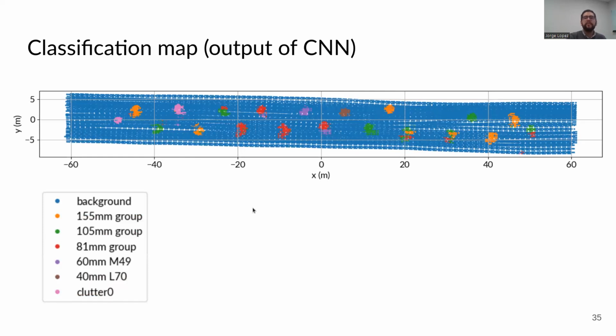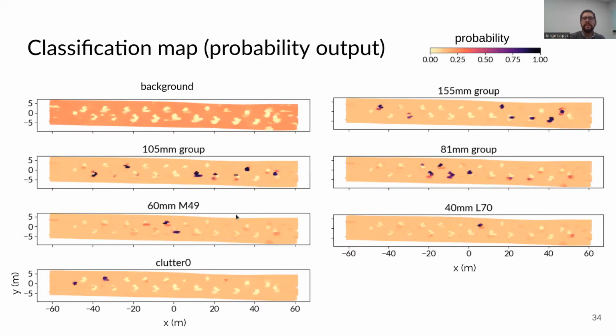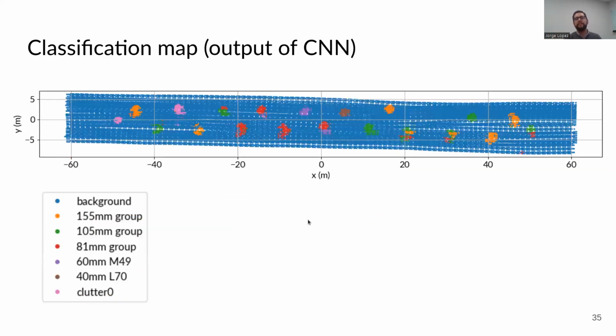And if we simply take the max probability of each of these objects and assign a color to it, we end up with the classification map. You can see that some of the objects have this label mixing, so some might be classified as different objects in each of these data points.